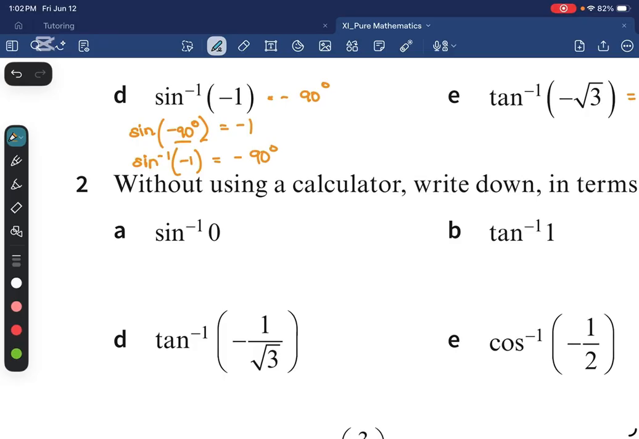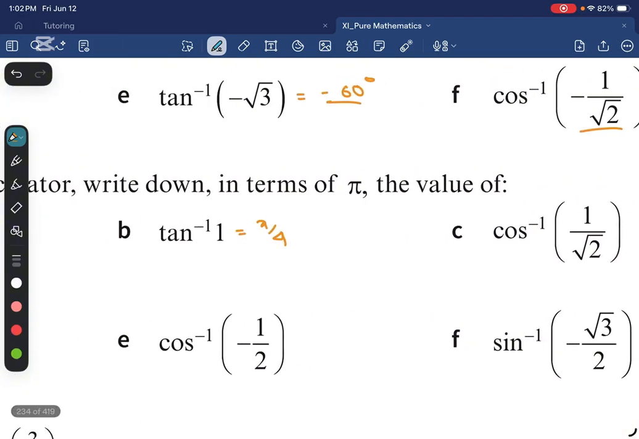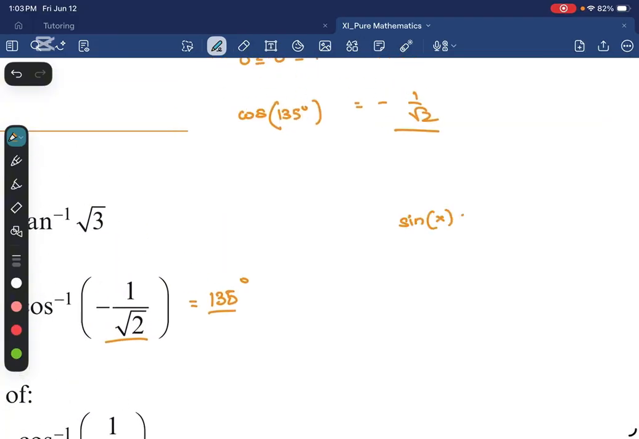So sine inverse of 0 is 0. Tan inverse of 1 is pi by 4, because tan 45 is 1. So tan inverse of 1 is pi by 4. Another way to think about it is, what angle? Sine of x gives me a value, and x is an angle.